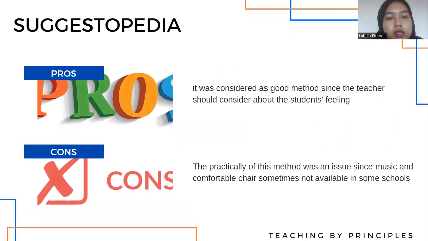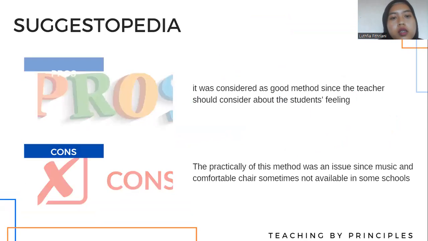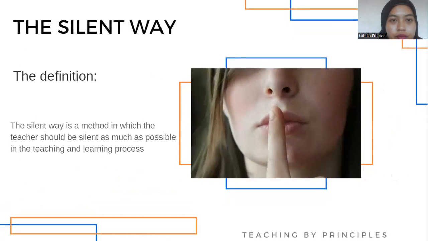The same as the previous method, Suggestopedia also aroused pros and cons. On the pro side, it was considered a good method since the teacher should consider the students' feelings. However, on the con side, the practicality of this method was an issue since music and comfortable chairs are not always available in some schools. That is about Suggestopedia.